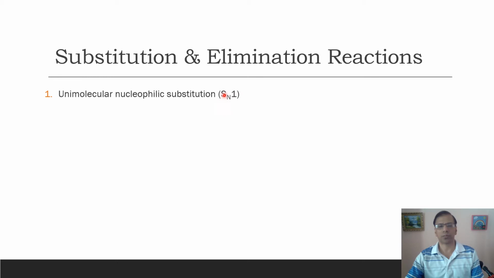S stands for substitution, N for nucleophilic, and 1 stands for unimolecular. It's called unimolecular nucleophilic substitution reaction because only one molecule is involved in the rate determining step.